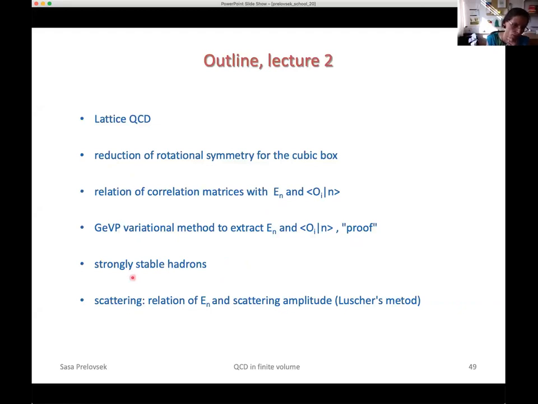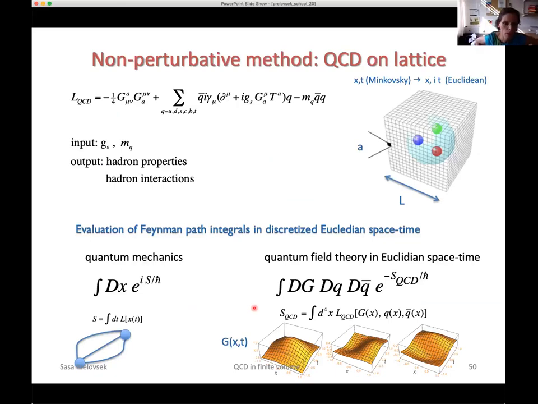But the main part will be this one. We'll study scattering and ask what the relation is between eigenenergies and the scattering amplitude. Hopefully that will be the main part of today's lecture. This derivation is a little bit painful. It is the derivation of the Luscher equation between the eigenenergies and the scattering amplitude, but I'll give you the main ideas, which help you understand what is going on. Okay, non-perturbative lattice QCD: you have a QCD Lagrangian and you evaluate Feynman path integrals in discretized Euclidean spacetime. You're doing a PhD in lattice QCD, so I don't have to explain much more on that.